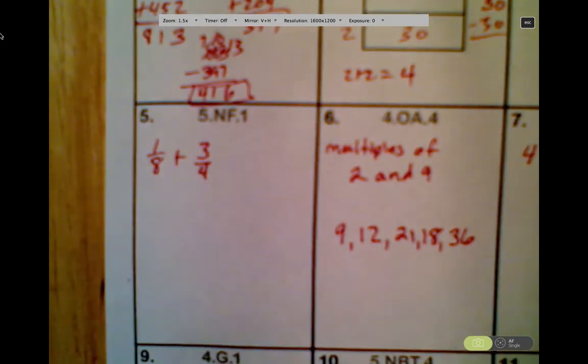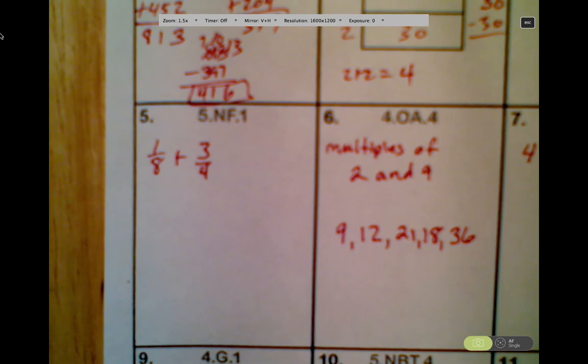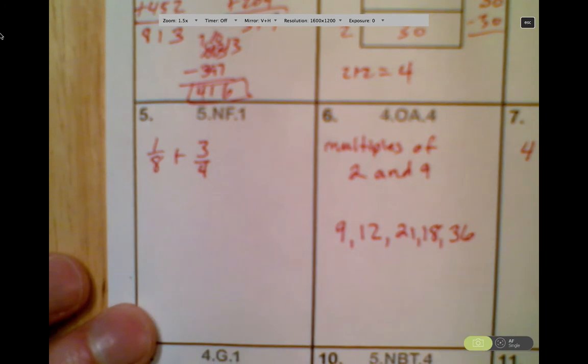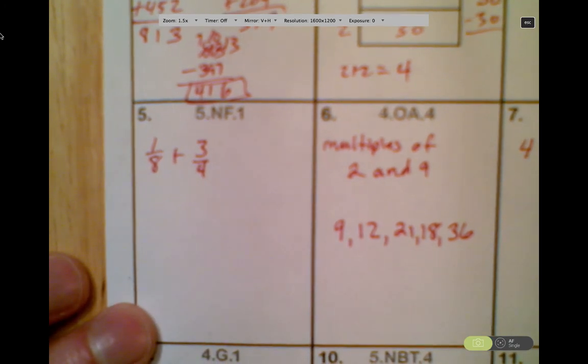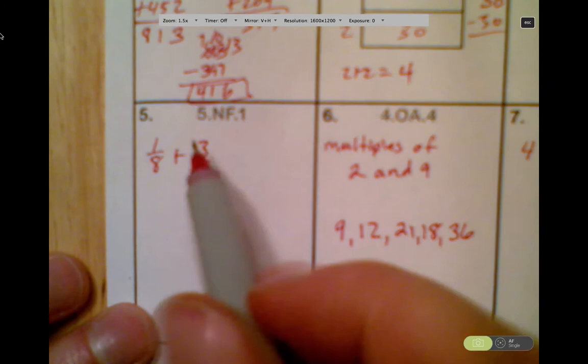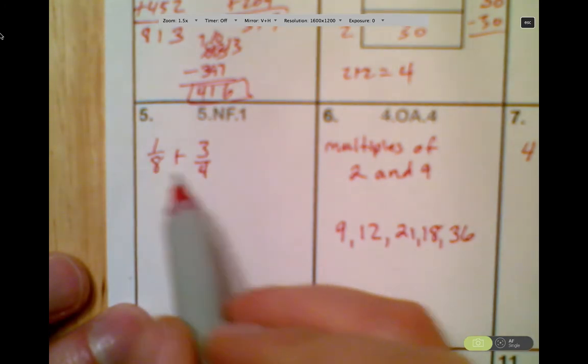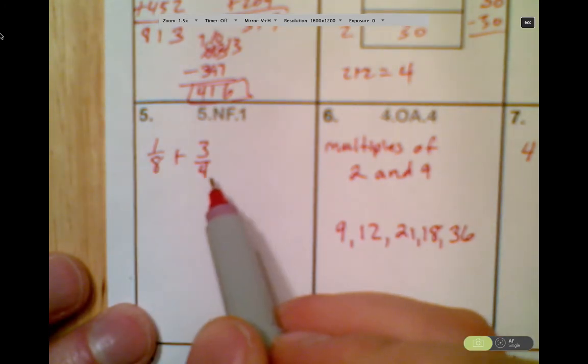Number 5. All right, they took the training wheels off here. Find a common denominator, add the fractions, and write the answer in simplest form. Before, they gave you the common denominator. Now they're asking you to find it yourself. 2 things you could do. You could either just multiply your 2 denominators together and use 32.